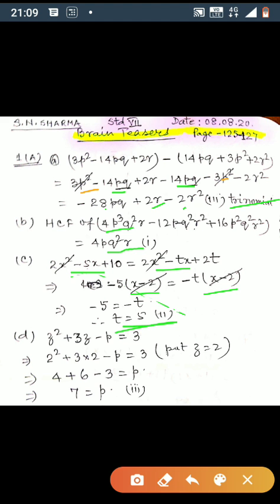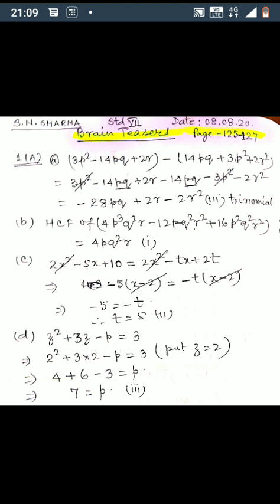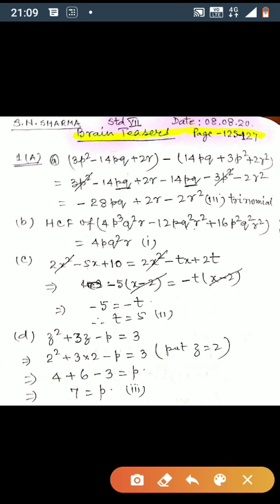Second. Question number D, find the value of p in the expression z² + 3z − p = 3. So z² + 3z − p = 3. The value of z is equal to 2, so in place of z you can write 2. So 2² + 3 × 2 − p = 3. 2² is 4, 3 2s are 6, so 6 + 4 is 10, minus p equals 3. 10 − 3 is 7, therefore p equals 7.